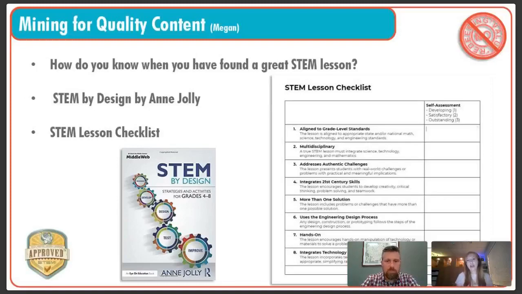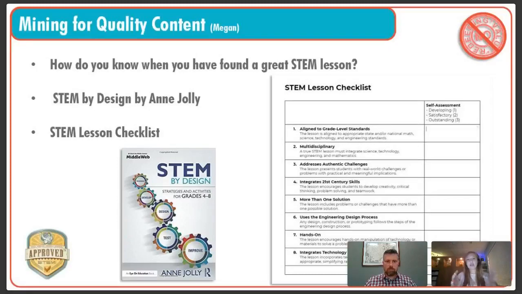One of my favorite educators is Ann Jolly, and she has a MiddleWeb blog, and she also just came out with this book, STEM by Design. This is a book that I've used for my own classroom and for my own research as I got into STEM, so I would highly recommend her.